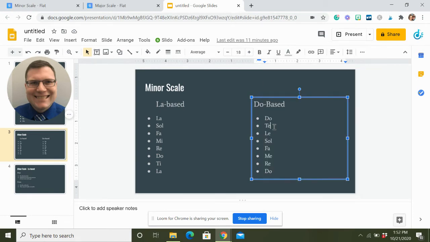And then we can say te for the 7th scale degree. Some people say ta instead of te when they lower ti, and that's okay. I don't like to do that because then I use ta as a rhythm syllable for quarter note, and I don't want to have the same syllable meaning two different things. It gets a little confusing. So I stick with te for the lowered ti, the lowered 7th scale degree.